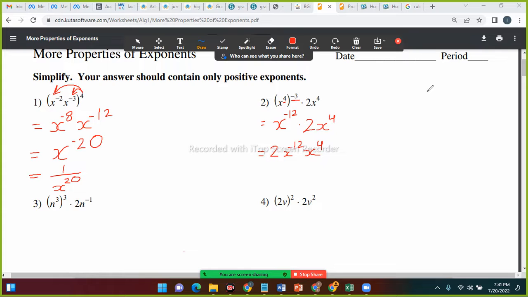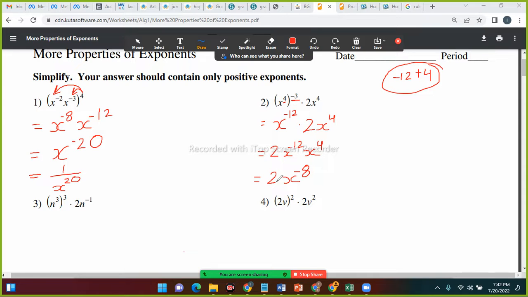Now we have negative 12 plus 4. So x is going to be equal to, what is negative 12 plus 4? Well, you could think about it like this. You owe $12, you owe $4. Pay them back the $4 that you owe them. How much do you still owe them? Eight. Still owe them $8.